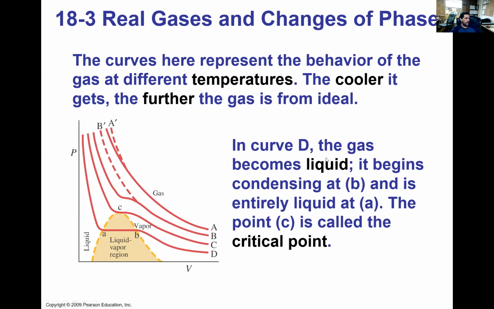So the gas begins condensing, it begins becoming a liquid at B. Anything to the right, it's a vapor. It starts becoming a liquid at B, and then it becomes a complete liquid at point A. Point C is called a critical point. Anything lower than that critical temperature, the gas starts becoming a liquid. So anything below that critical point, you have a gas that's starting to condense and become a liquid.